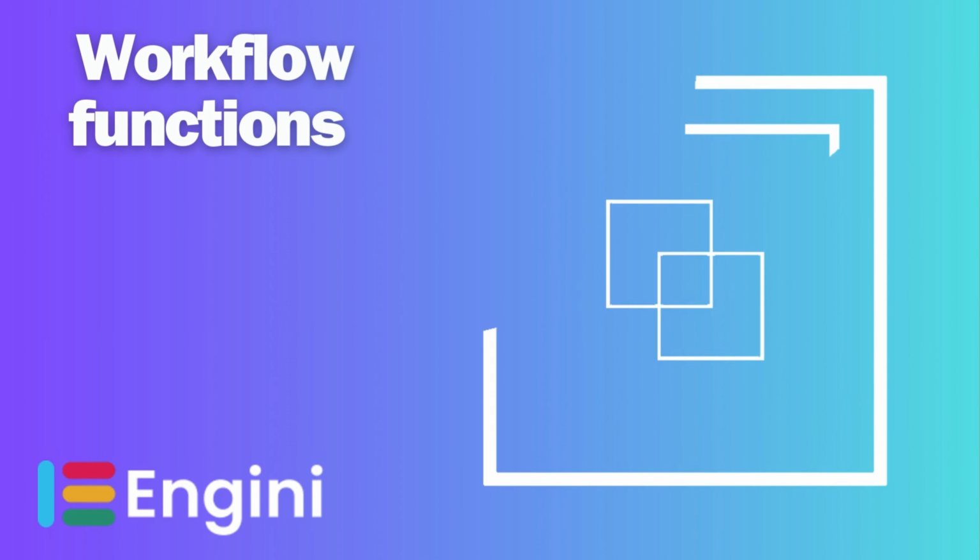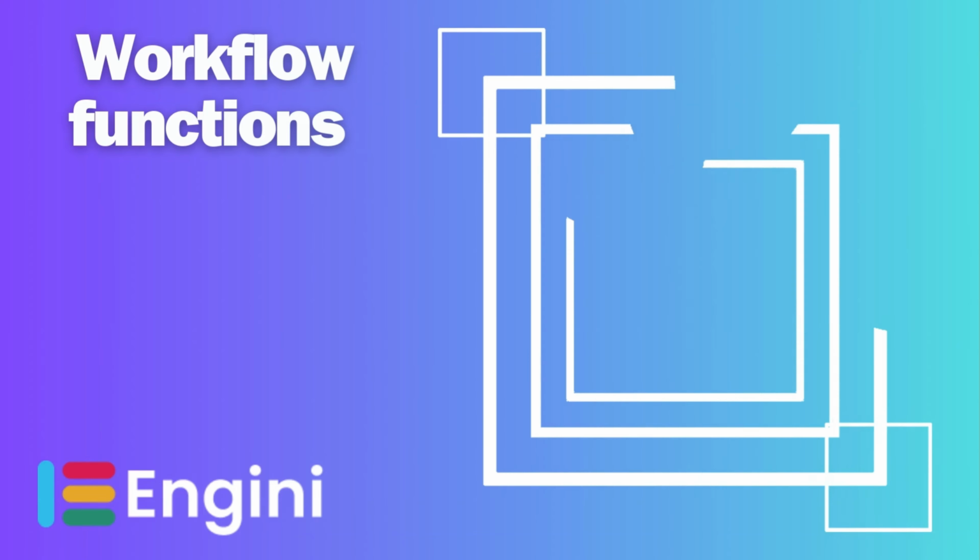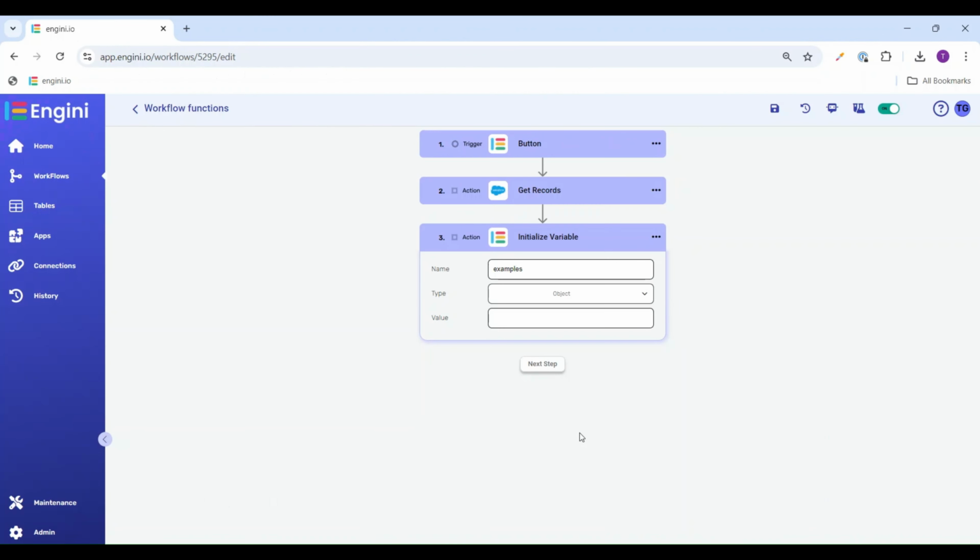In this section, we'll explore functions that help you manage workflow execution and handle errors within Engini. From retrieving details about the current workflow with the workflow function to tracking errors with errors and last error, these functions are essential for smooth workflow management. Let's dive in and see how these tools can enhance your workflow processes.